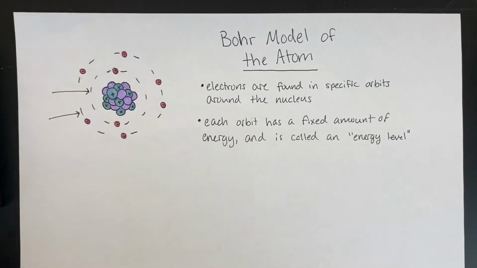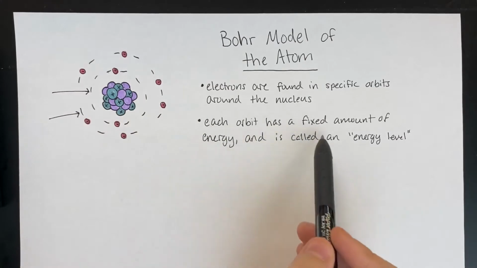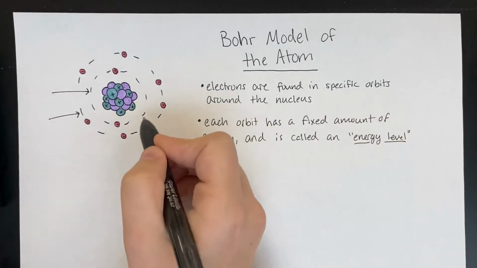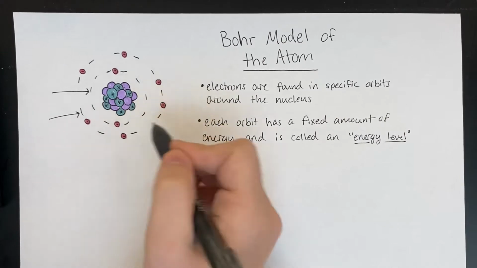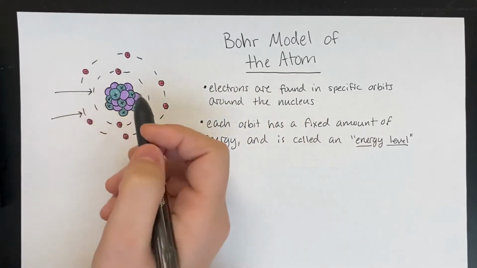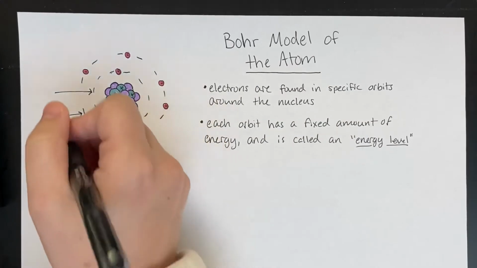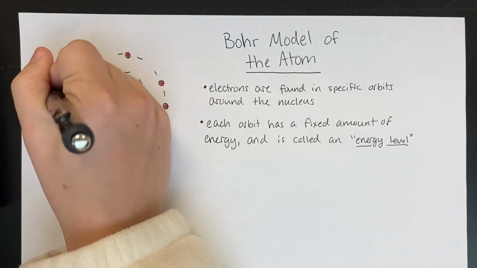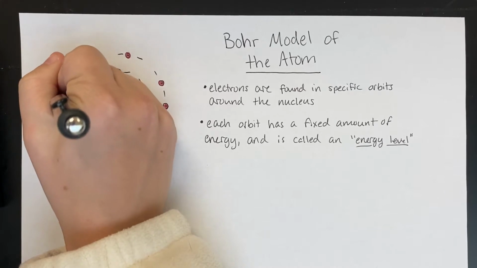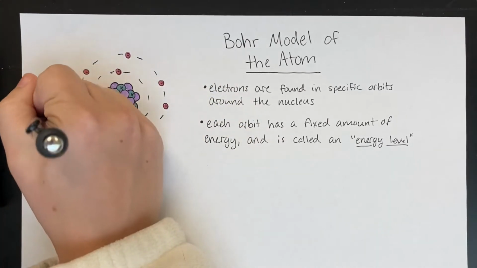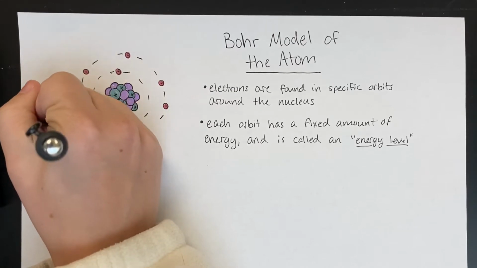The next part is that each of these orbits has a fixed amount of energy, and that's why we call them energy levels. So each of these dotted lines represents an energy level, and where they are determines how much energy they have. So these smaller ones closer to the nucleus are going to have lower energy. And the bigger circles farther away from the nucleus are going to have higher energy.